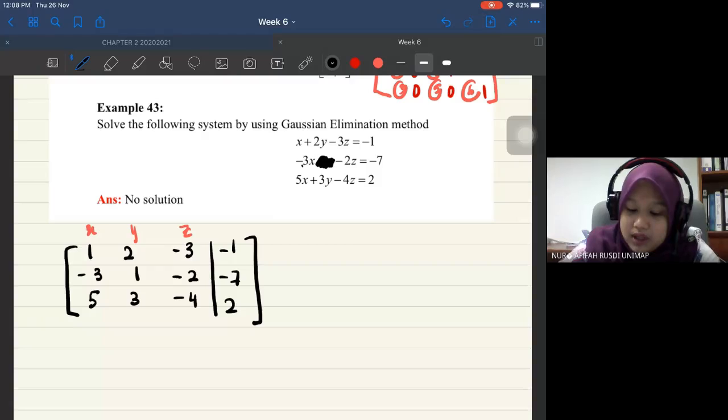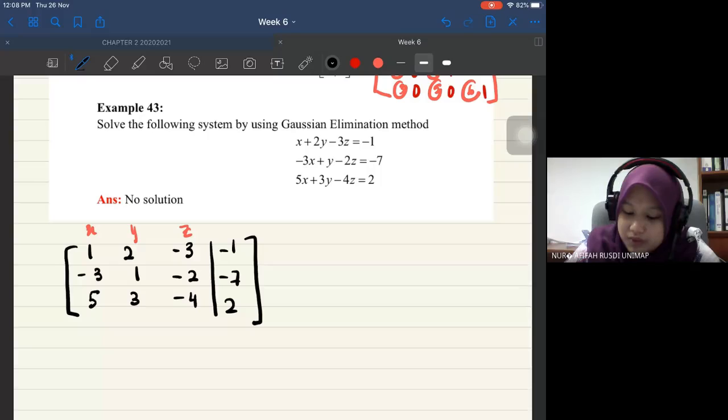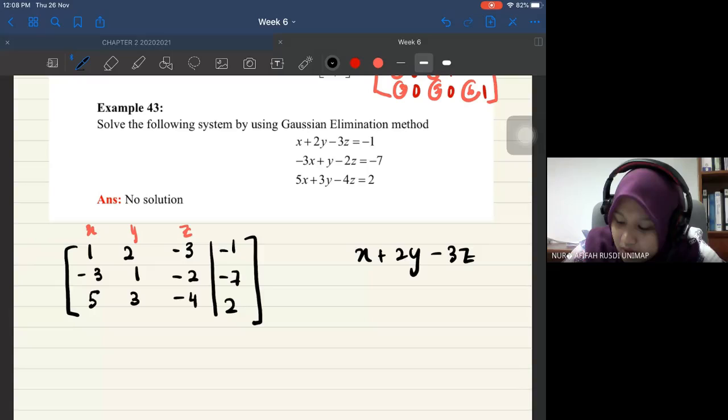Okay, or if let's say dia nak confusekan awak, dia buat macam ni. X tolak 2y tolak 3z, tambah 1 sama dengan 5, contoh.